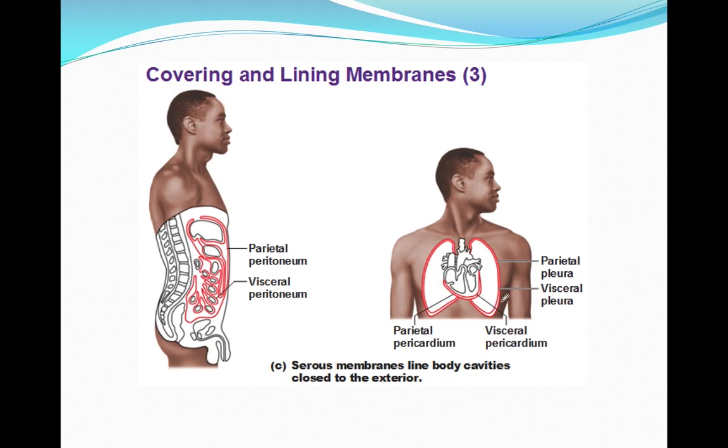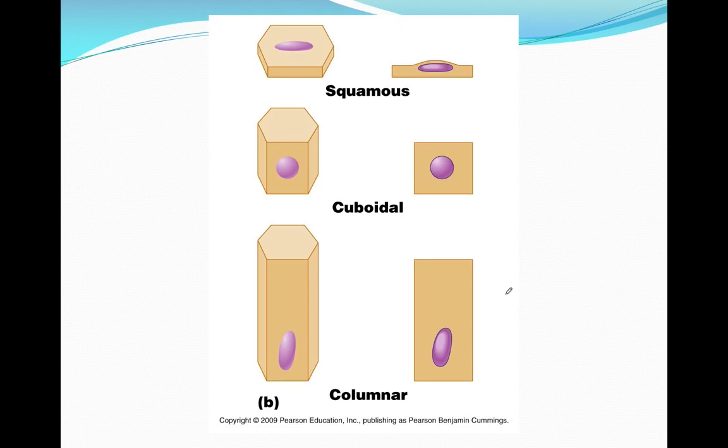Peritoneum, and then pleura goes around the lungs. So 3 main shapes that we're looking at. Squamous, med term squamous means scale. So you can see my scale here. Cuboidal, when you look at it, it looks like a cube. Columnar looks like a column.